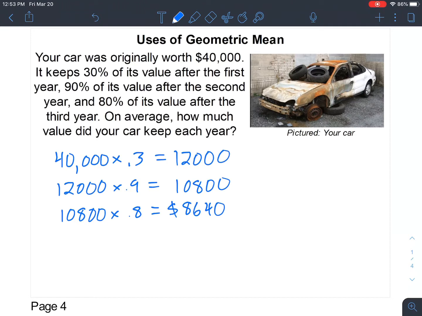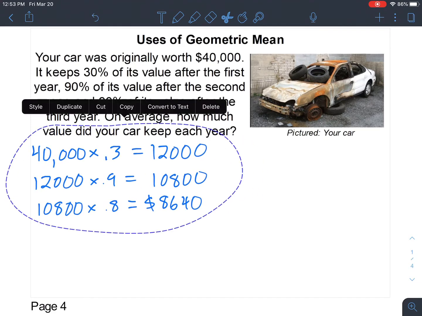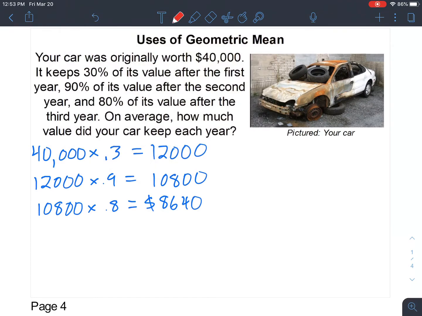So we can then use the geometric mean. Instead of having to do times 0.3 times 0.9 and then times 0.8, we could instead find the geometric mean and then just know that we could have multiplied by that value every single year and we would get the same amount. So what that will look like is this.